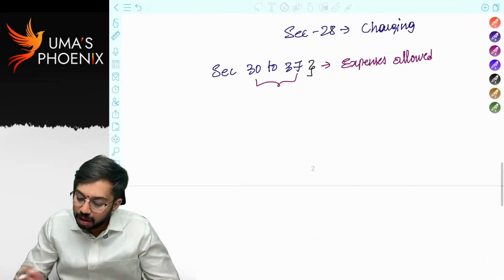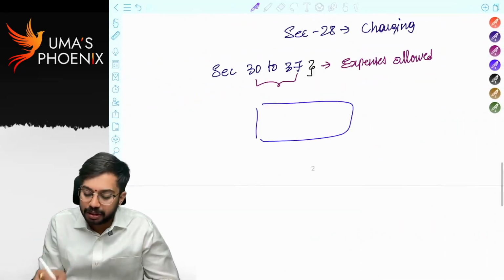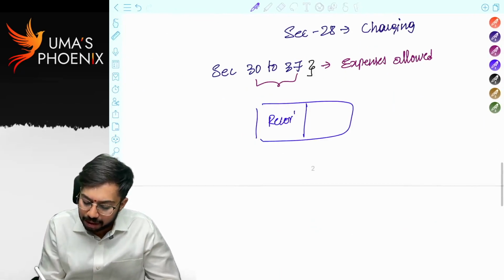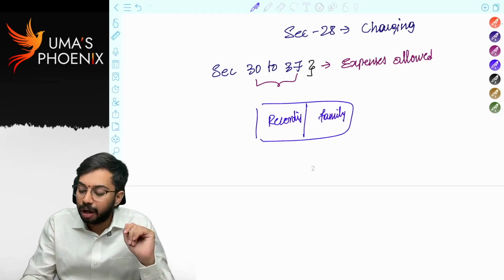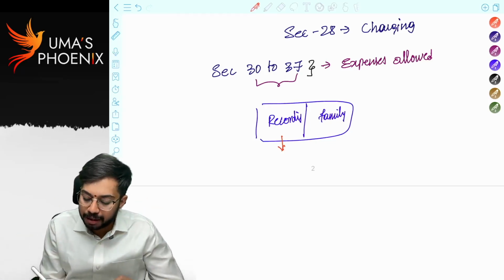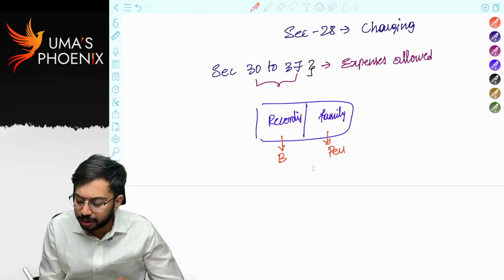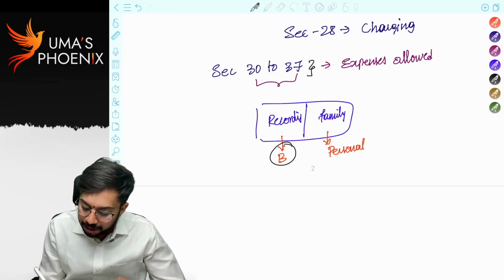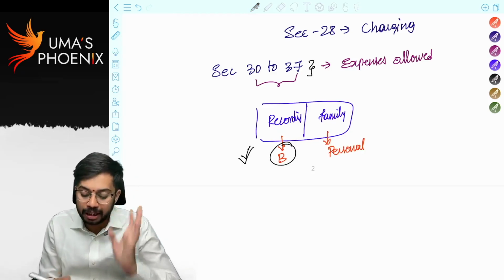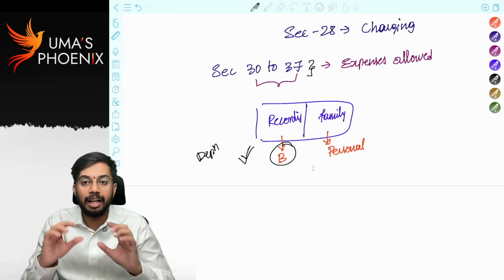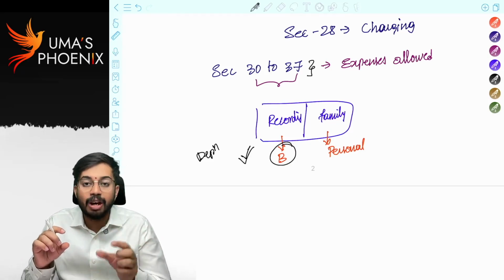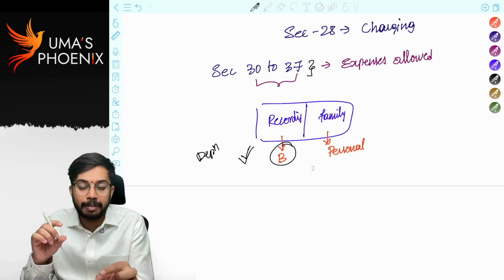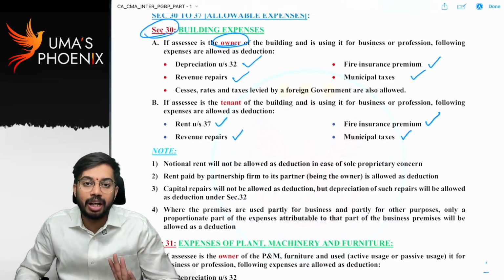Next. Let's say there are two rooms. One room I am using for recording. Another room I am using for my family purpose. My family is living in that room. That means what? In total building, part of the building is used for business purpose and part of the building is used for personal purpose. Now, whatever the part of the building that is used for business purpose is there, only on this part I can claim depreciation as deduction. That means what? If an expenditure is incurred partly for official purpose and partly for personal purpose, whatever the proportionate official purpose expenditure is there, only that is allowed as deduction under the head PGBP.